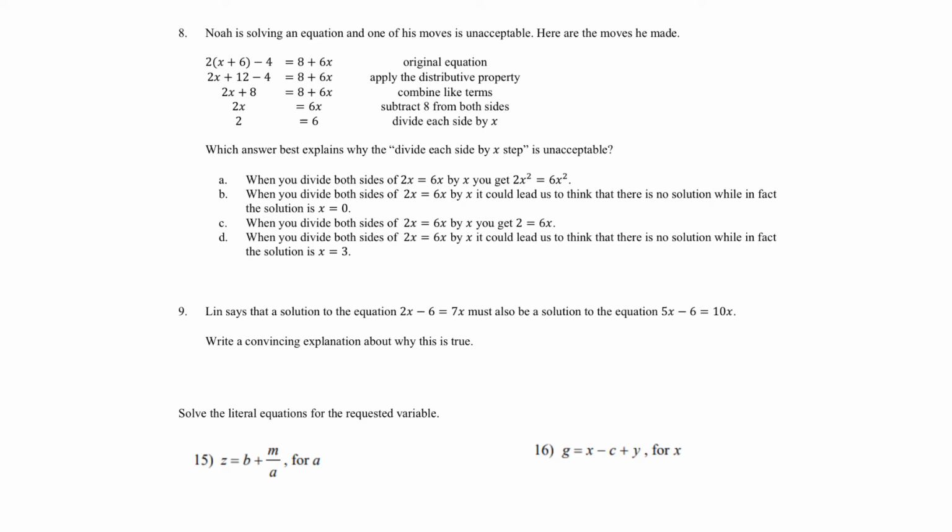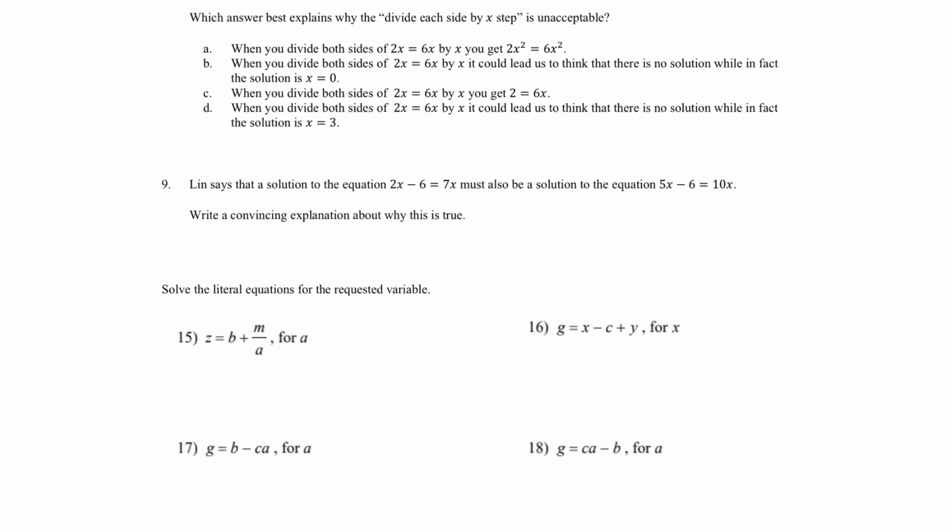Instead of dividing each side by x, because that gives us an answer that doesn't work, if we look at 2x equals 6x, there's an obvious answer, right? What did he do wrong? Read through carefully A, B, C, and D and answer what it is that he did.